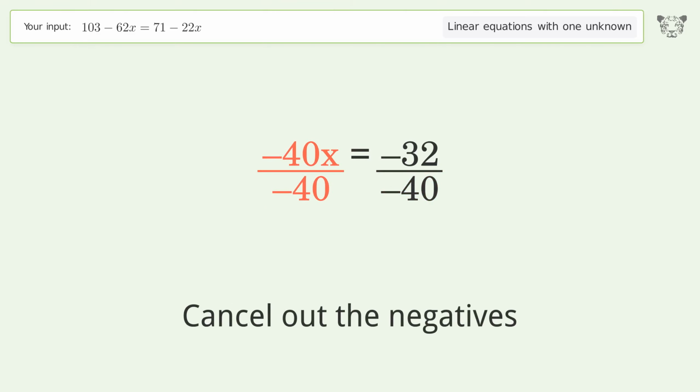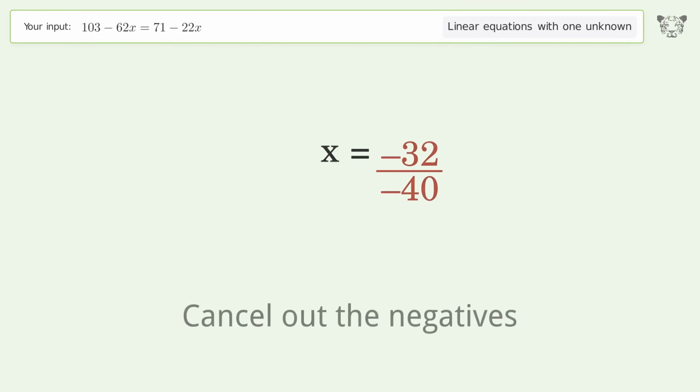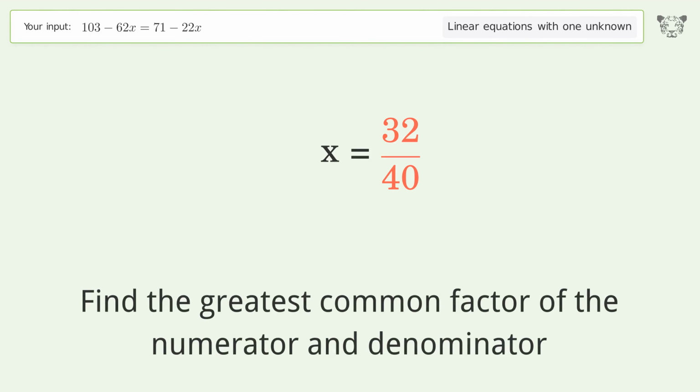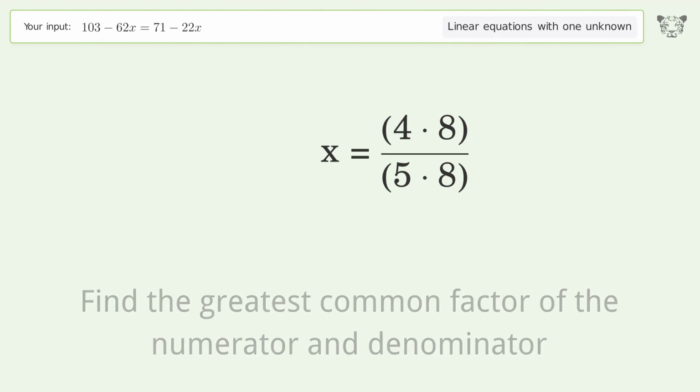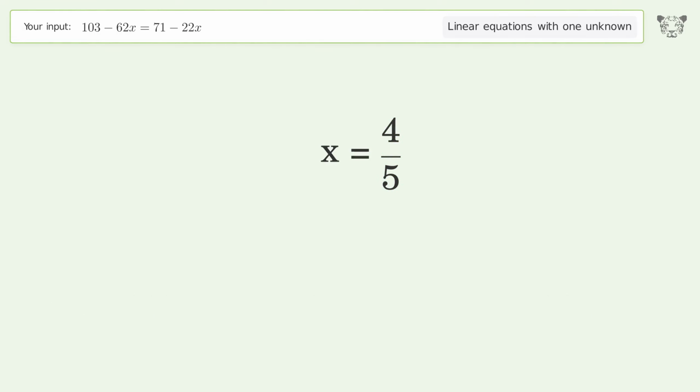Cancel out the negatives. Simplify the fraction. Cancel out the negatives. Find the greatest common factor of the numerator and denominator. Factor out and cancel the greatest common factor. And so the final result is x equals 4/5.